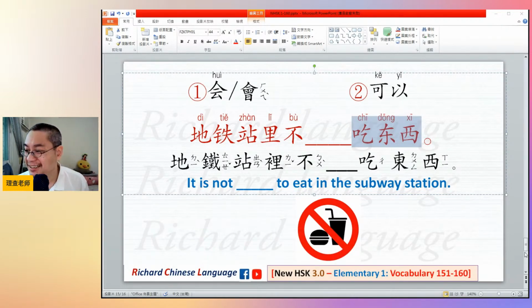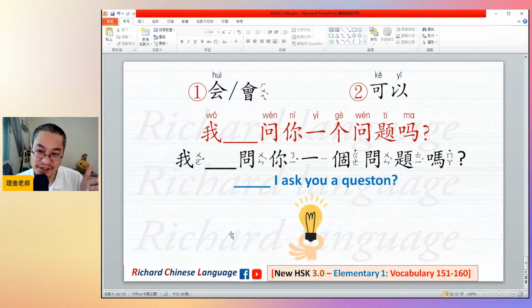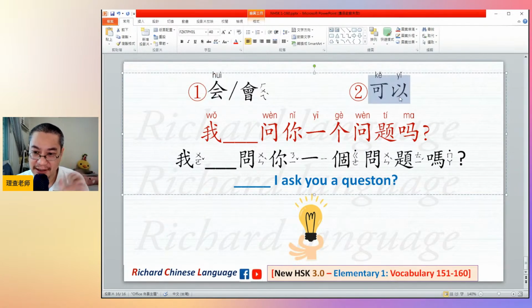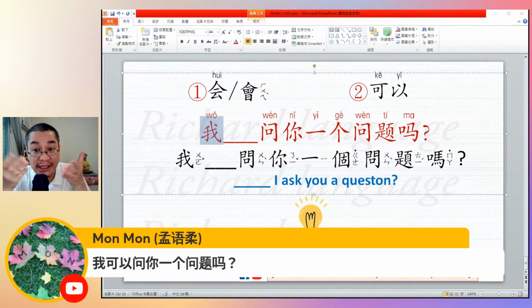Okay. Last question for you. 会、可以：我问你一个问题吗？问 means to ask. 一个问题 means a question. 吗 is a yes/no question marker in Chinese. What's the answer? 我可以问你一个问题吗？ May I ask you a question?